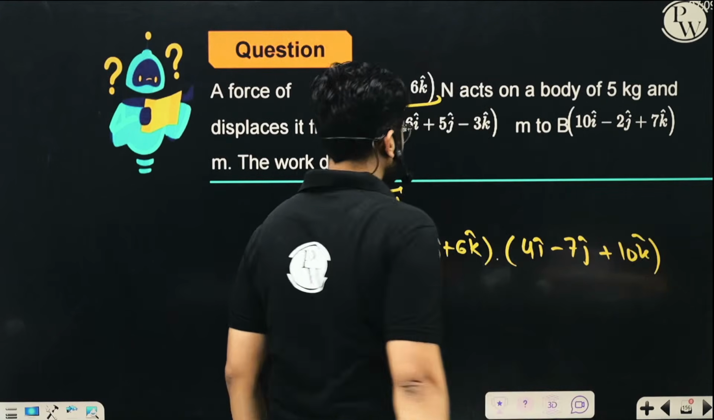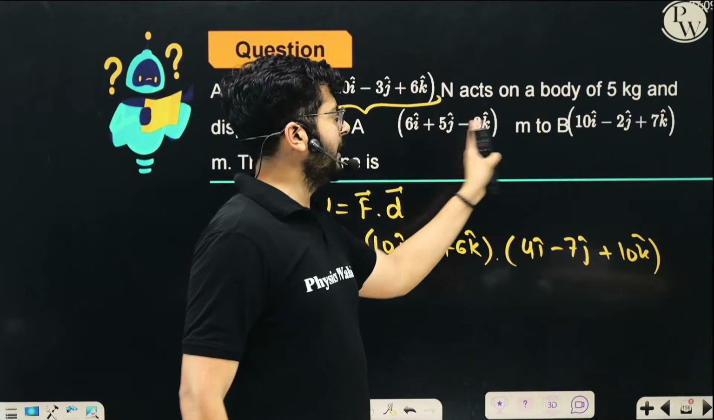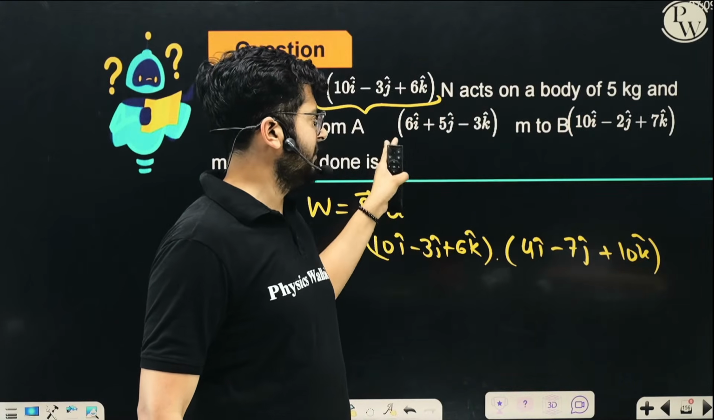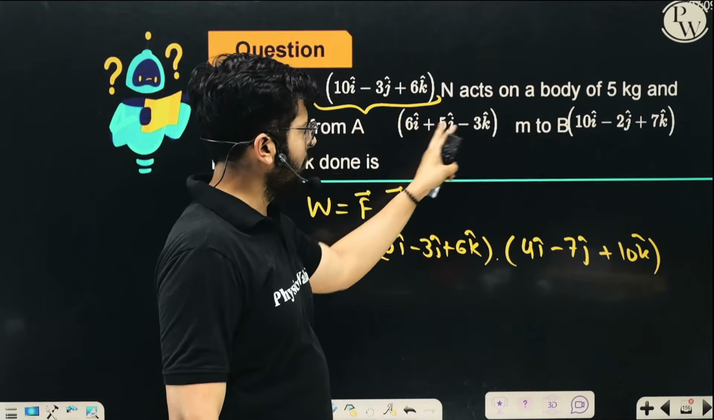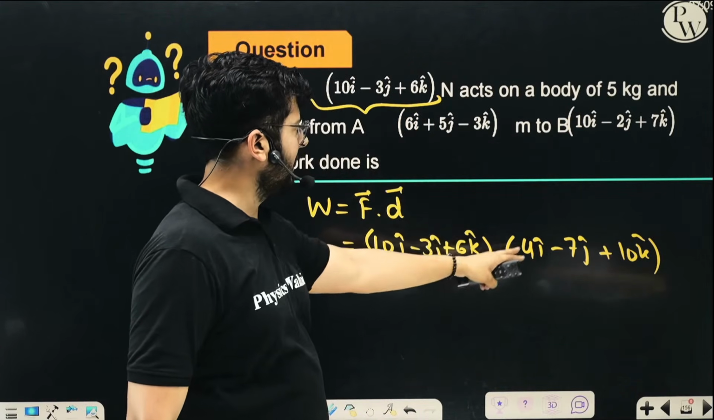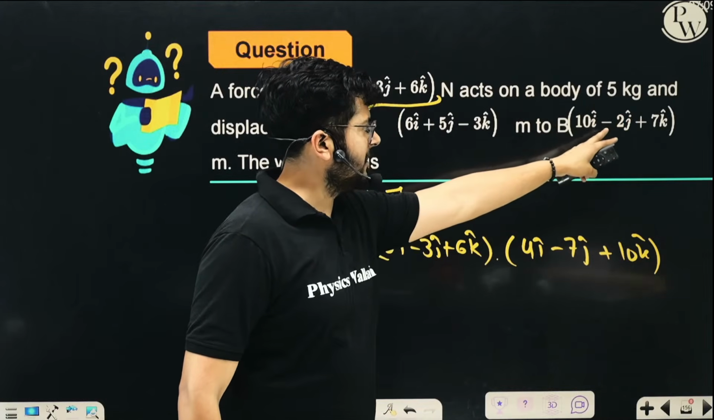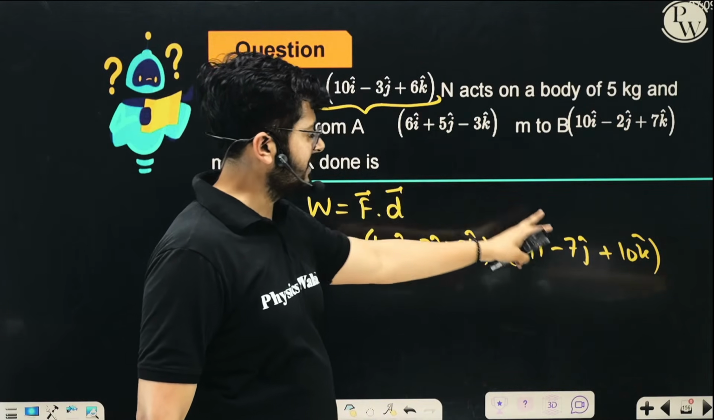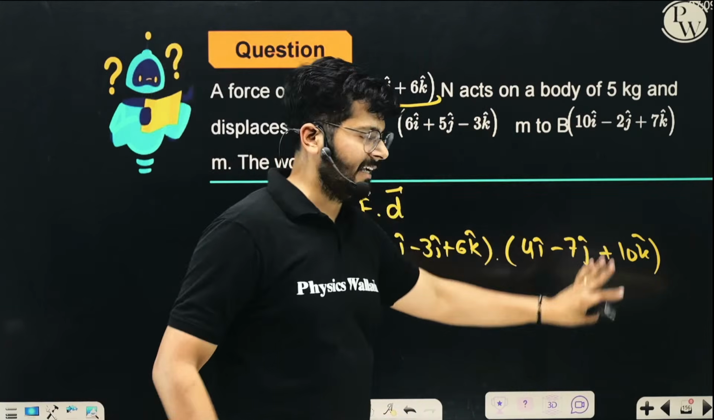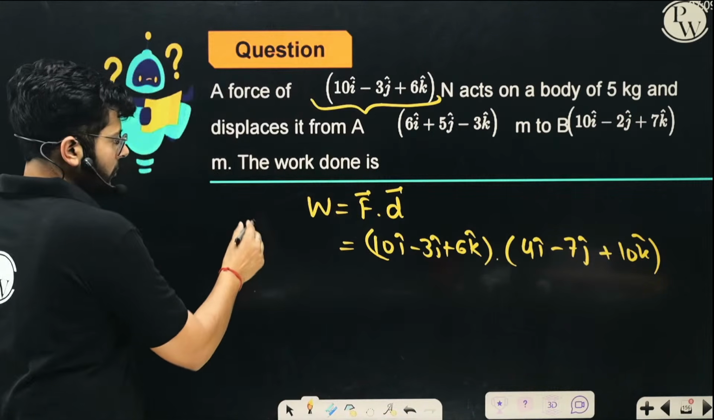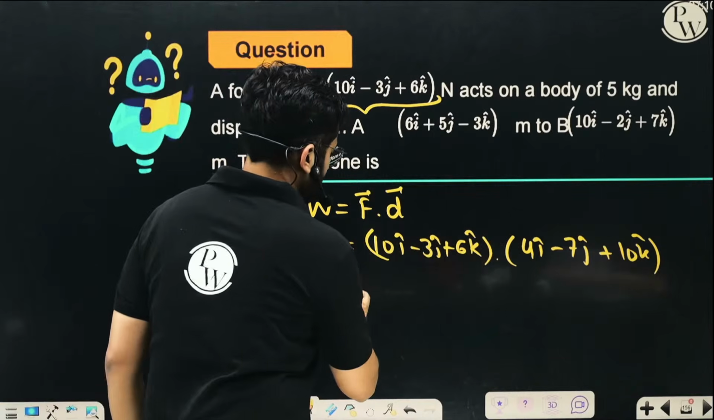Let's confirm it once. We are moving from A to B, so the position vector of B minus the position vector of A is the displacement. That is 10i minus 6i, 4i. Then 2j minus 5j is minus 7j. 7k minus 3k is plus 10k. I hope the idea is very, very clear. So the work done is just the dot product of these two things.